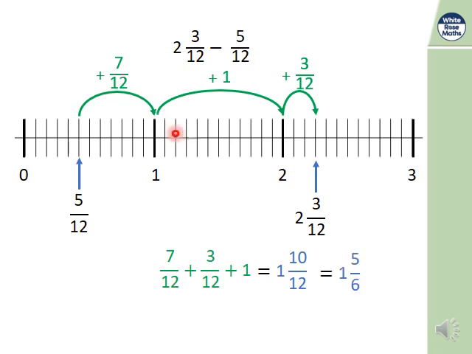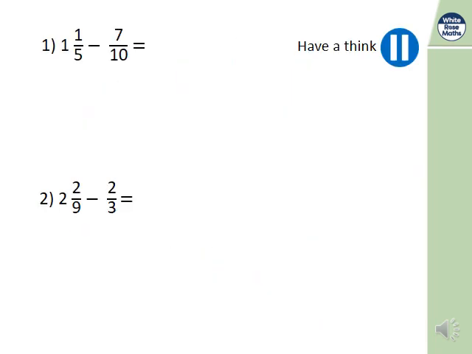We can as well look at writing our answer as an equivalent fraction, so we can divide 10 twelfths by 2 to get 1 whole and 5 sixths. So have a think, either using the fraction bars or using the number line method, or if you think you can use your knowledge of your times tables to help you, how would you answer these 2 questions? Pause the video and have a go.